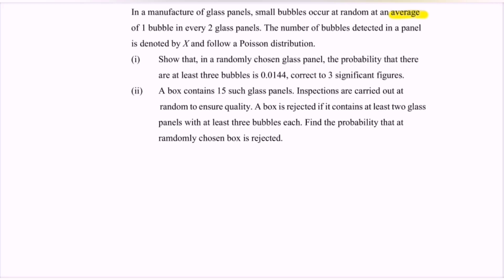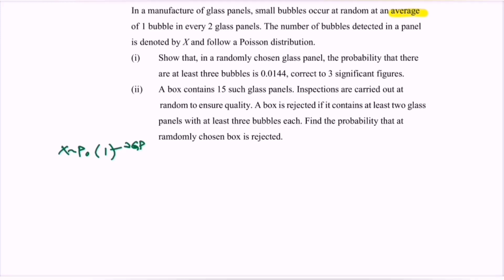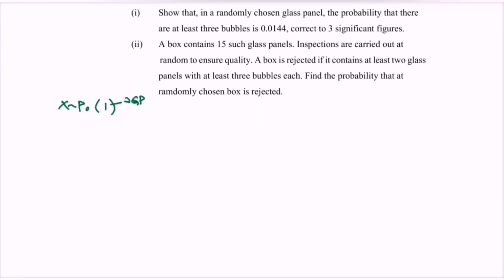So here we have the title: X is Poisson distributed. We have 1 bubble every 2 glass panels. The number of bubbles detected in a panel is denoted by X and follows a Poisson distribution. For question number 1, they mention a chosen glass panel, meaning that we only have one glass panel.